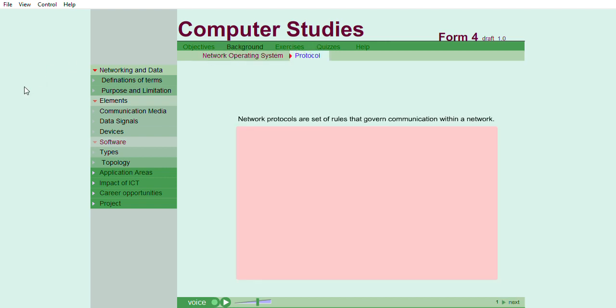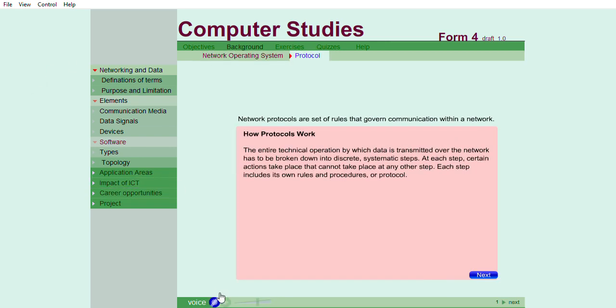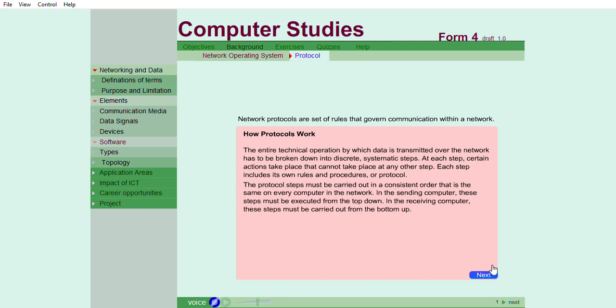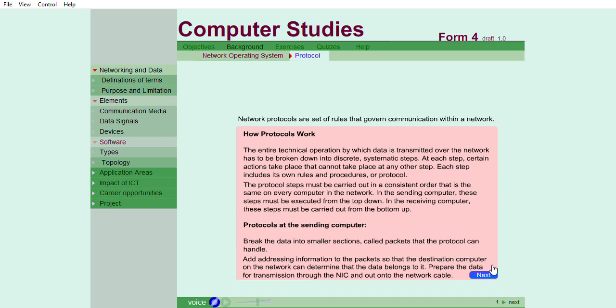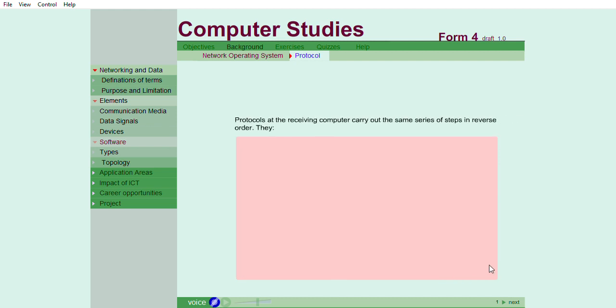Network protocols are a set of rules that govern communication within a network. How protocols work. The entire technical operation by which data is transmitted over the network has to be broken down into discrete, systematic steps. At each step, certain actions take place that cannot take place at any other step. Each step includes its own rules and procedures, or protocol. Protocols at the receiving computer carry out the same series of steps in reverse order.